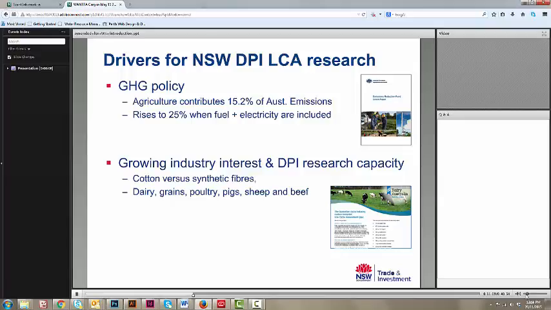From a policy perspective, if LCA is done wrong, it can actually be misleading. But if it's done correctly, then it's a good thing for policymakers to consider when they're developing policy.